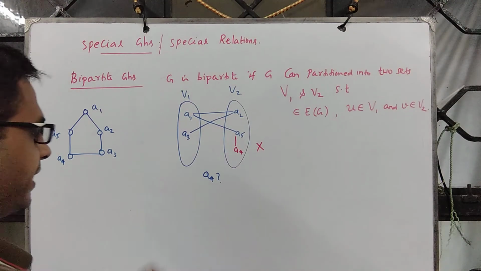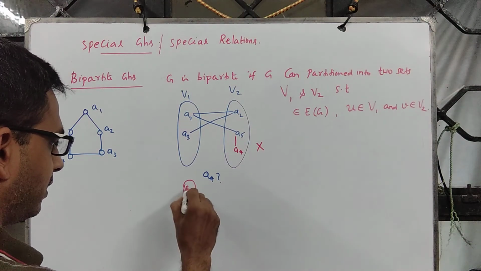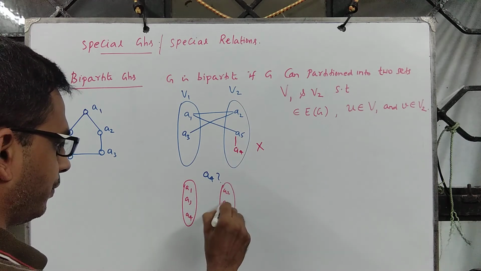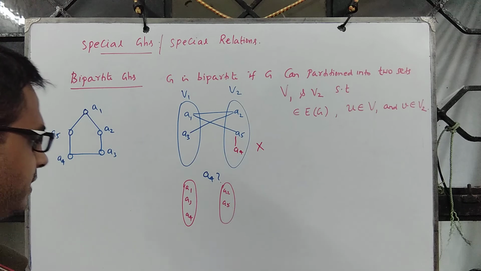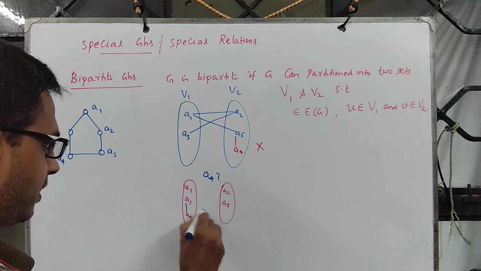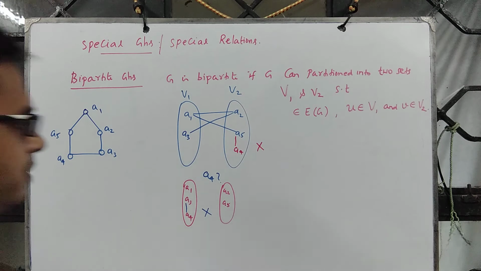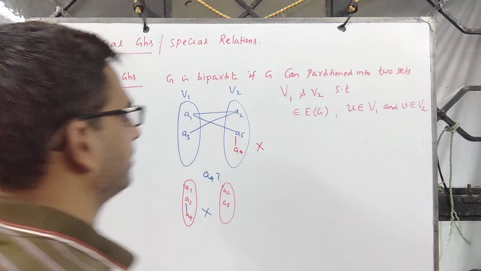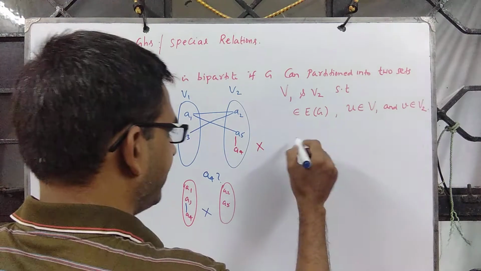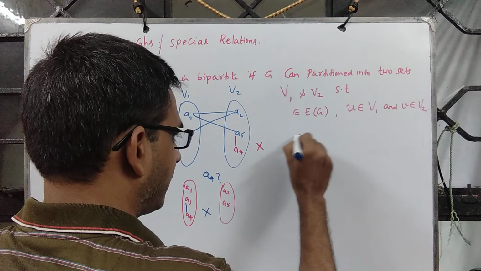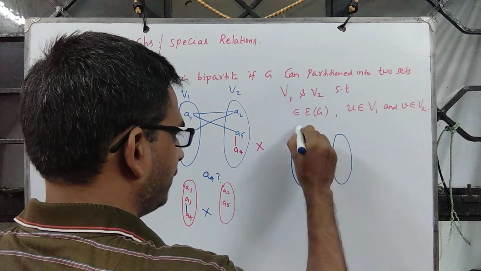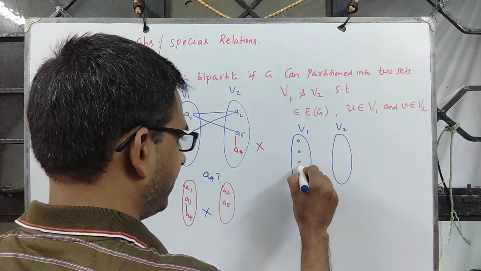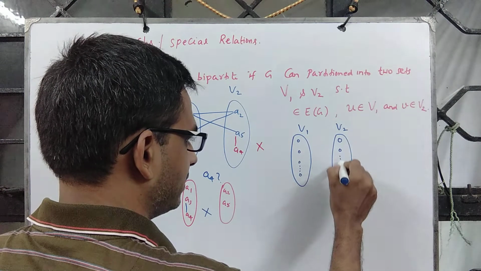If you try placing it here, then A1, A3, A4, A2, A5, you see that A3 and A4 are adjacent. So that shows that this one does not have a bipartition. Intuitively, you look at two partitions, V1 and V2, and we know that this is an independent set and this is an independent set.